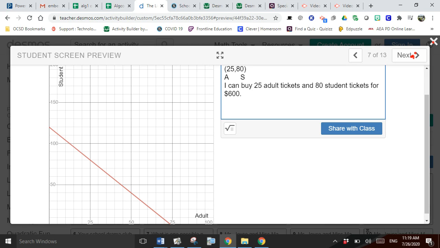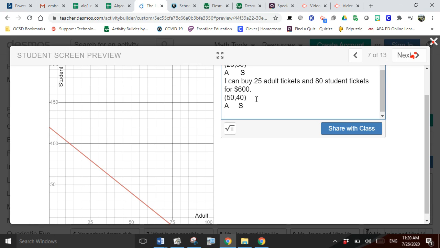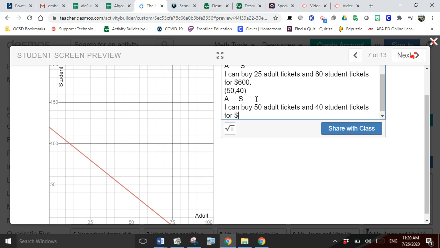Is there another one I can find? Well, it looks to me like there's one right here. So I can buy 50 and 40. What does that one mean? It means I can buy 50 adult tickets and 40 student tickets for $600. And that price is not going to change.